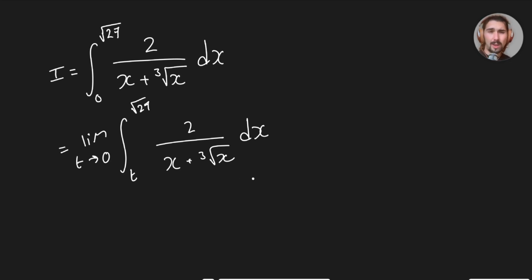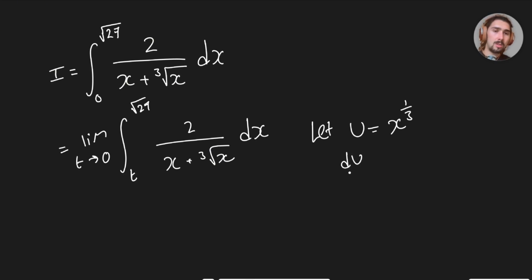So hopefully it's fairly obvious that a substitution would be quite smart here. In particular, I think we should say let maybe u equal the cube root of x, or that's x to the power of a third. Okay, I think that's pretty sensible. And then let's work out what dx is in terms of du.